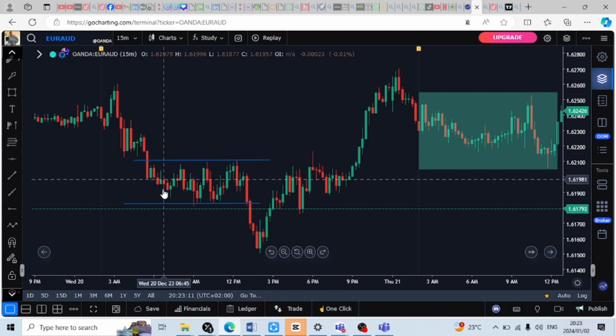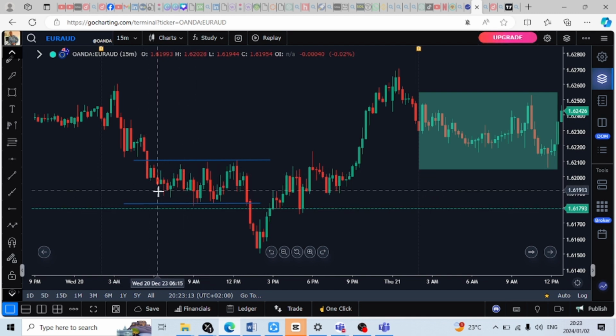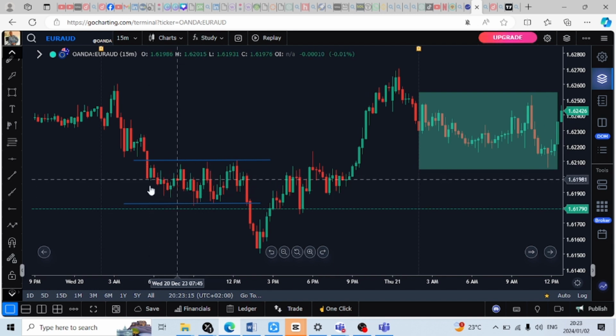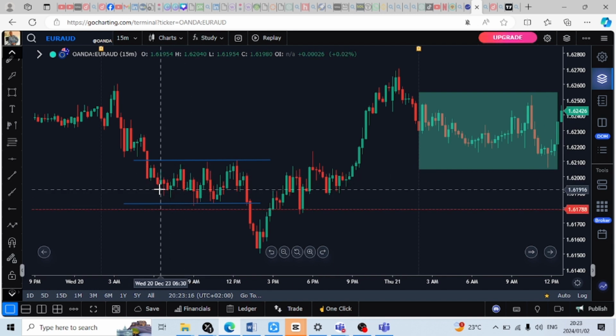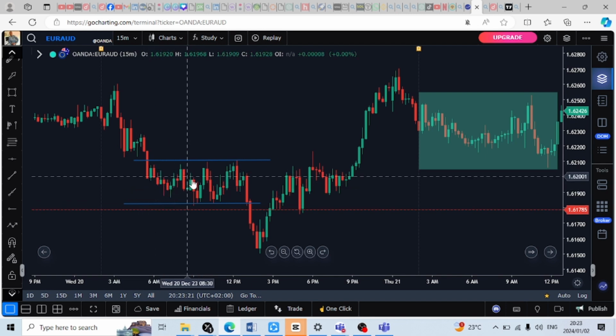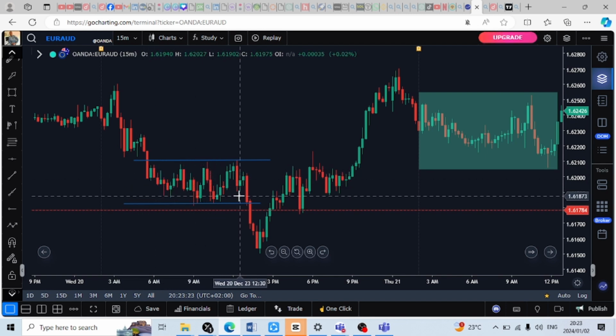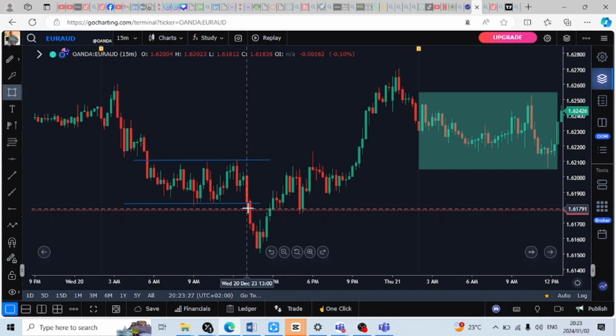We have one, the accumulation. So the accumulation is taking place at this particular level. During this level, that's where the smart money traders are accumulating their orders. They are accumulating their orders at this particular level here. And then during this phase, let me just highlight it here.